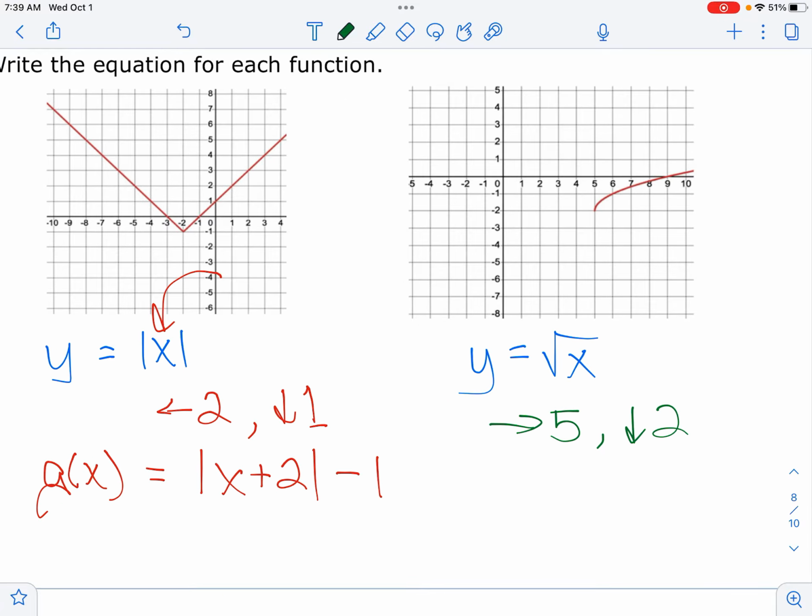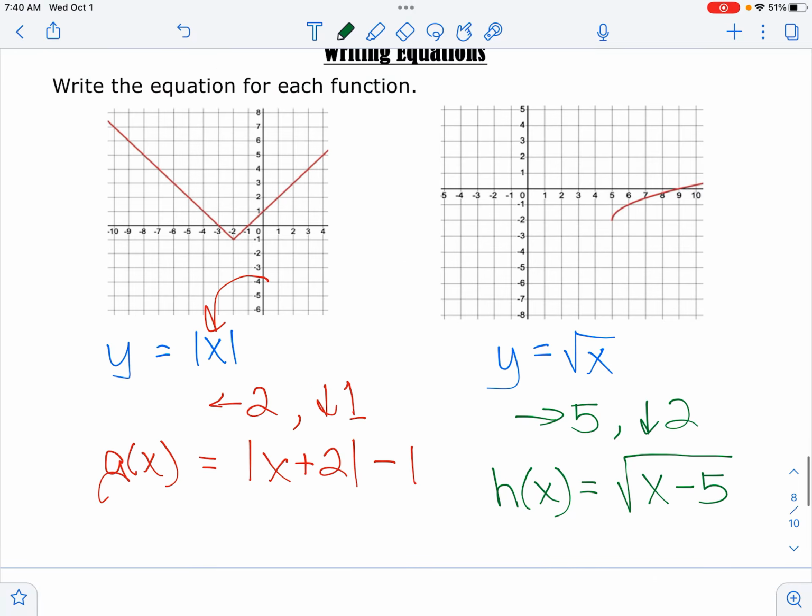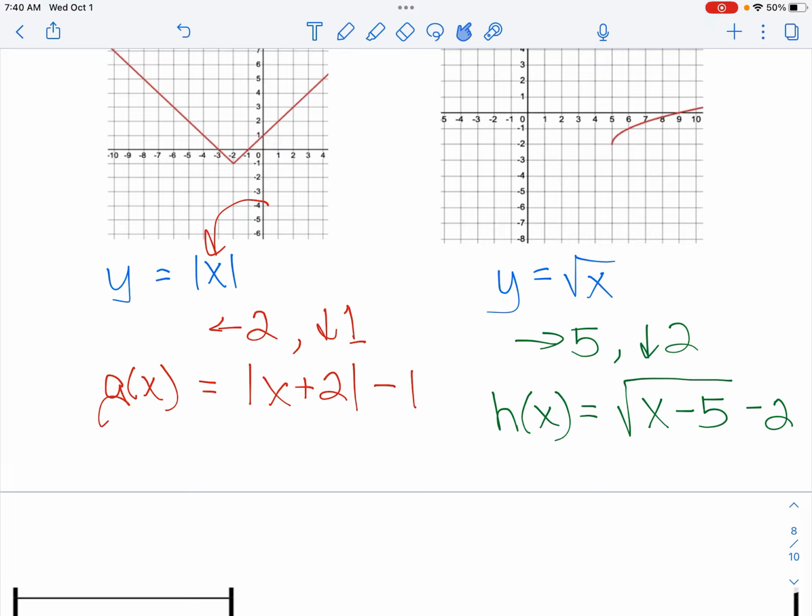Okay, so in here, let's call this one h of x. Inside the square root symbol, we're going to go right 5, which should be x minus 5, right? Opposite of what you'd think. And then outside of the radical, we're going to put minus 2. We're going down 2. But that should not be underneath the square root symbol. We call that a radical. And that's how we move translations and write their functions.